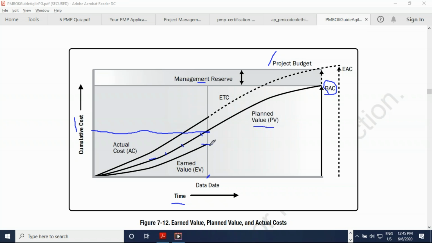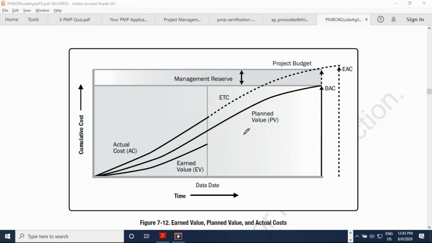And if you see here the earned value, this is the bottom curve, is telling us how much value was delivered in terms of the work completed. So we see that the earned value is less than the planned value, which means the work delivered is less than the plan. Therefore, the project is behind schedule, which means the SPI will be less than 1 or schedule variance will be negative.